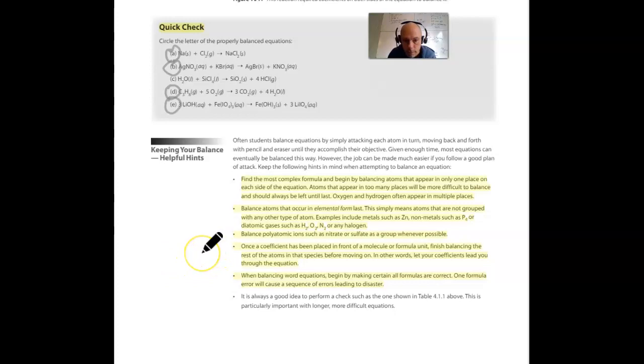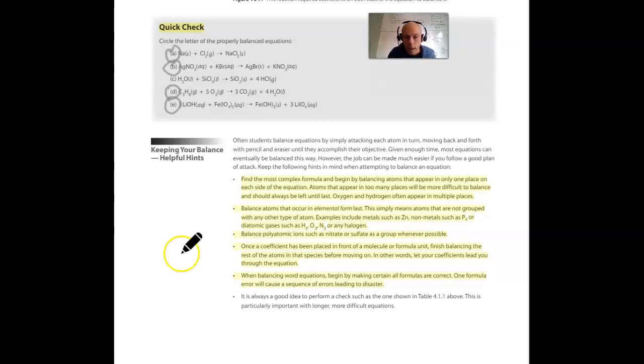Fourth tip, if a coefficient has been placed in front of a molecule, finish balancing the other atoms in that molecule that were affected by the coefficient you placed in front of it next. So if you've got KNO3 and you put a coefficient in front of KNO3 to balance the ends, and that somehow disrupts the number of oxygens, then you'd go and balance oxygens. Meanwhile, maybe you want to balance NO3 as its own anyways.